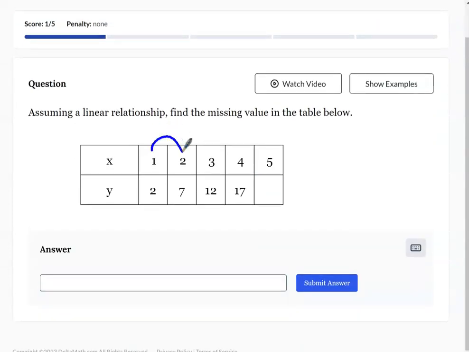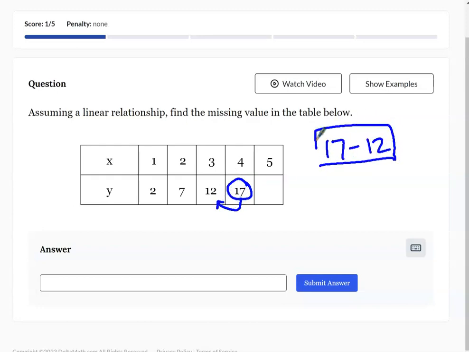Check to make sure that your x values are increasing by 1. And then here, you're going to look for a pattern. If you're not sure mentally what the pattern is, then go to the last number and subtract the one before it. This is called a difference. Take the last number and subtract the one before it.